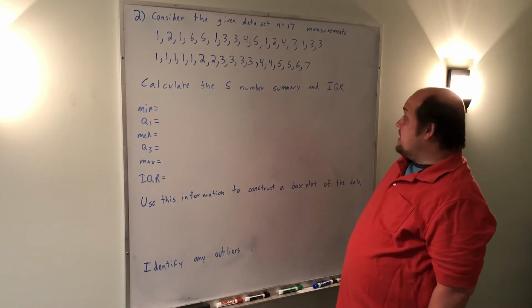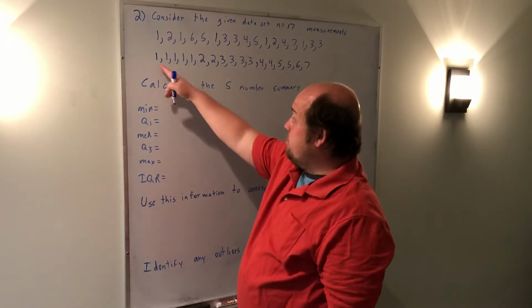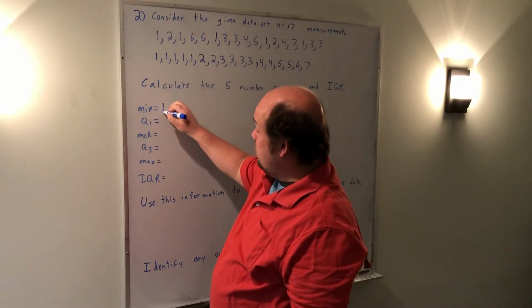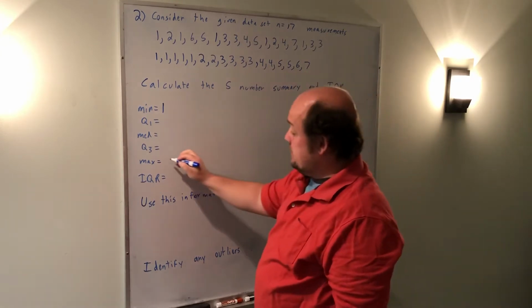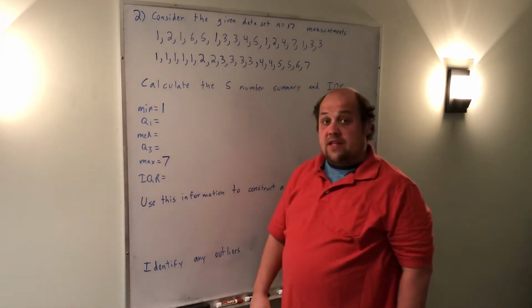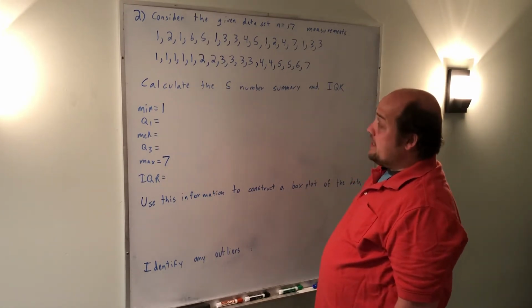When I am now asked to calculate the 5 number summary, 2 of these are super easy. The minimum is the first number in my list, 1. The maximum is the last number in my list, 7. So I can always fill in the minimum and maximum as the first and last numbers in my list.